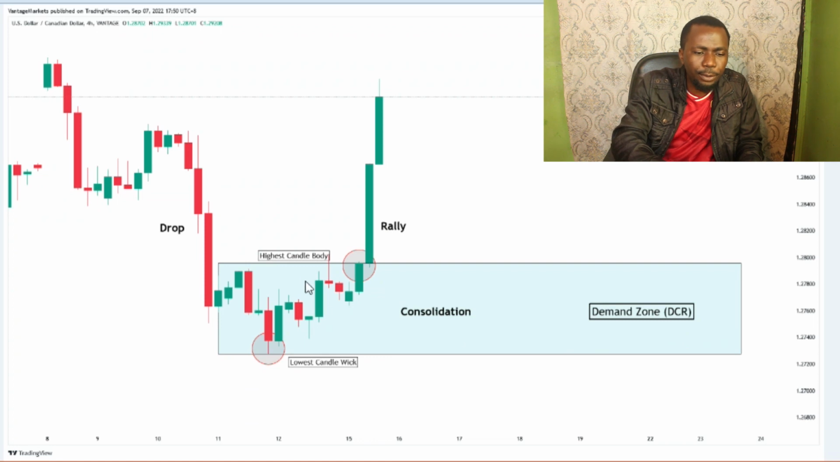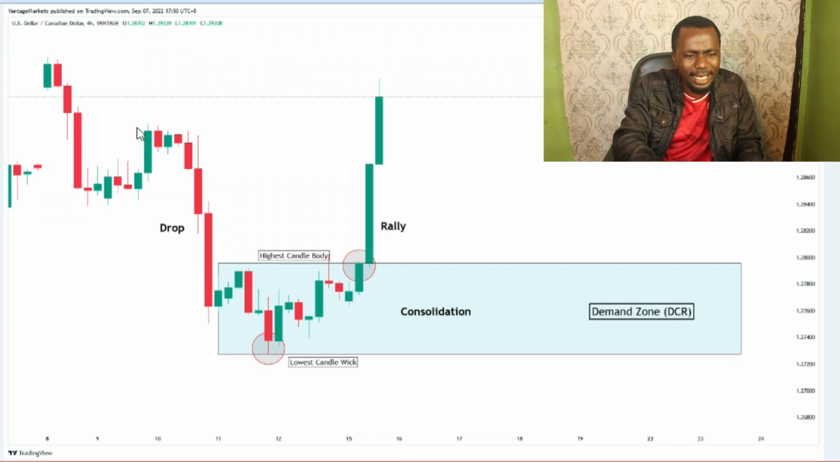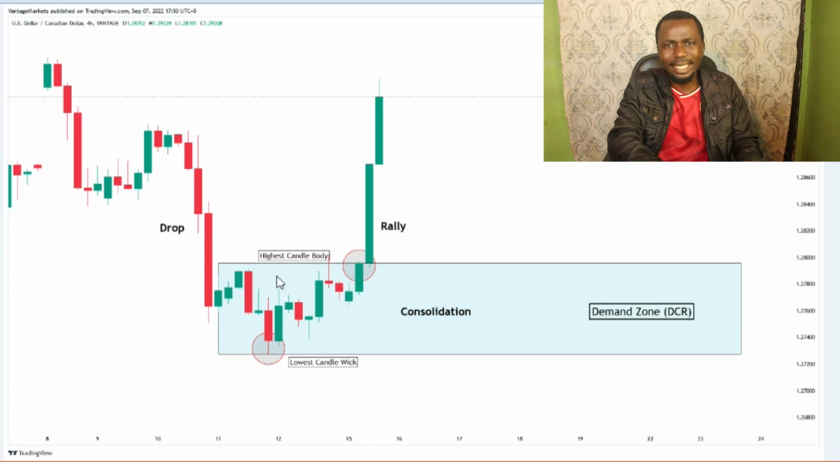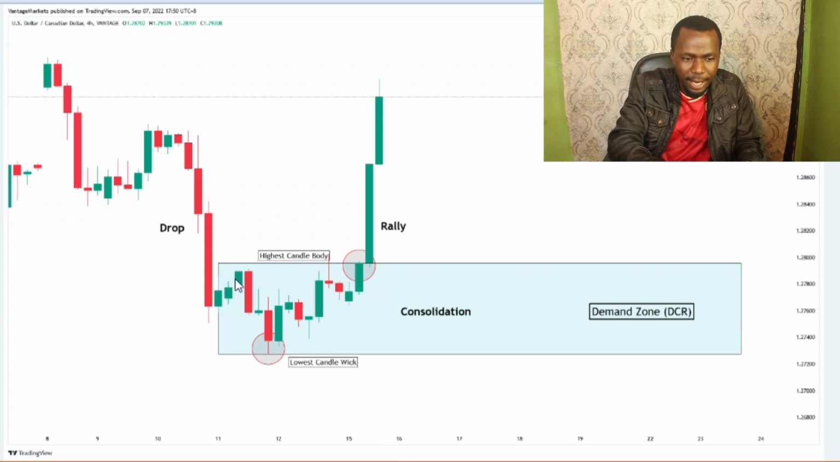So what do you do? You now place a buy pending order, right? Let's assume this is the drop. The market was formerly in a downtrend, and when the market got to this level, it tended to range. The market started to range in a tight way, and then suddenly there is a very massive explosive move, which is this green candle followed by the second one.